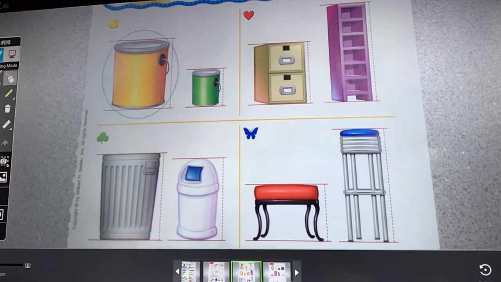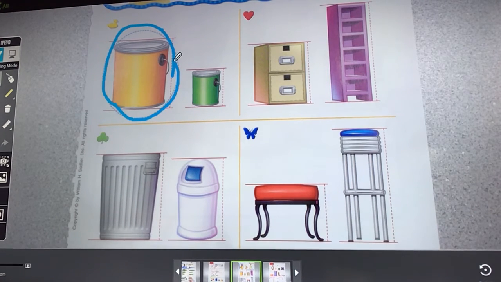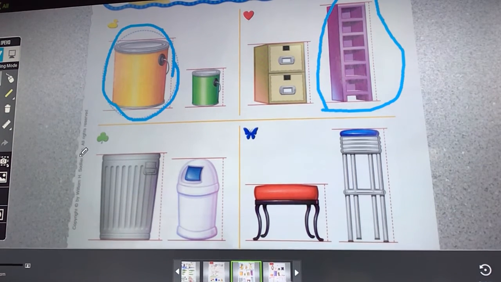And I'll get my magic pen. And in the yellow duck, we want to find the object that is taller. Which can of paint is taller? The yellow, yes, the yellow. Sliding across to the red heart, we're also looking for the shelf that is taller. And it would be the purple one. See, that's why we're doing two today, because you're so smart.